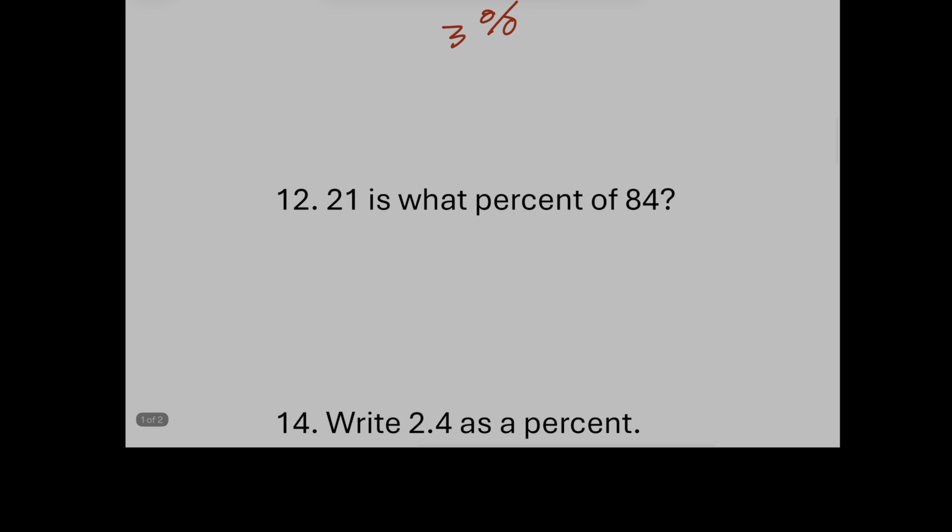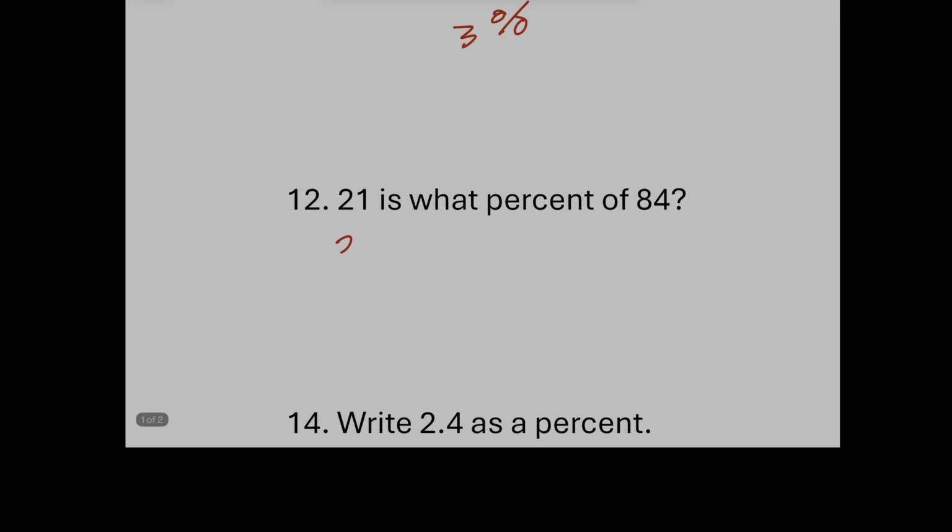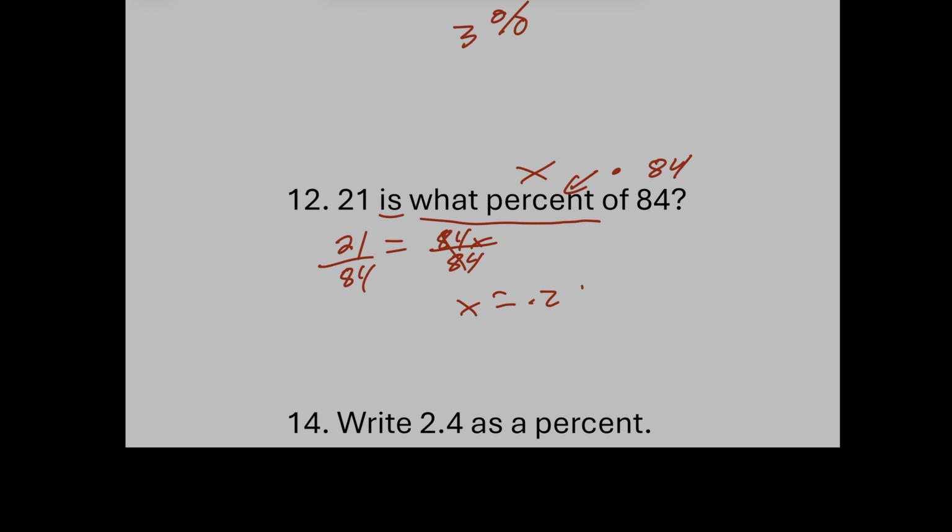Okay, number 12. 21 is means equals. What percent? That's my x. Of means times. 84 means 84. X times 84 means 84x. Now I'm just going to finish my division out here. And I'm going to get x equals whatever 21 divided by 84. And you guessed it, it's going to be 0.25. But how do I express that as a percent? 25%.